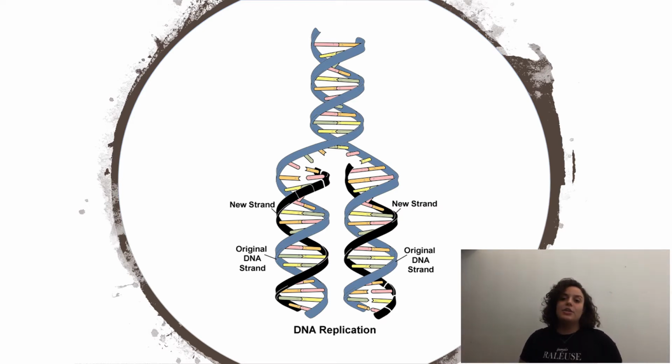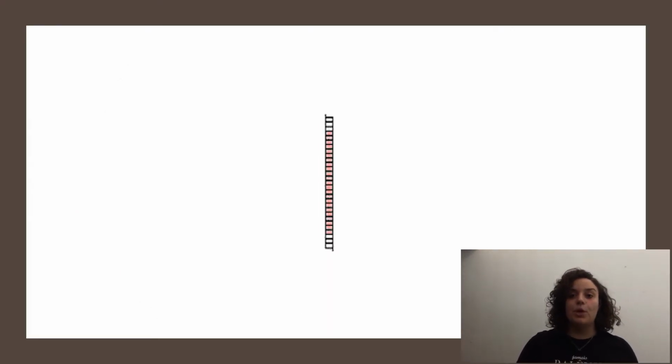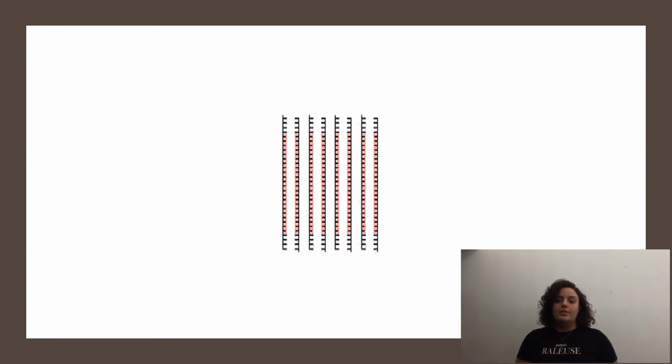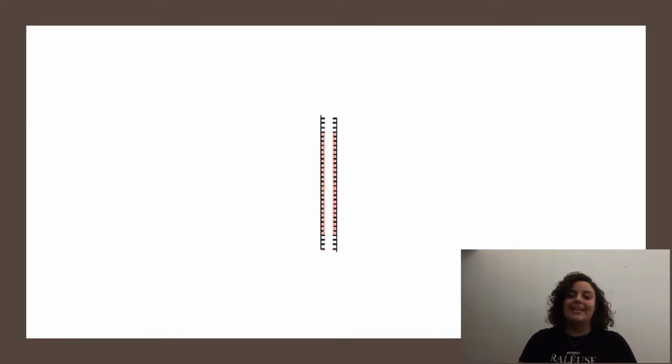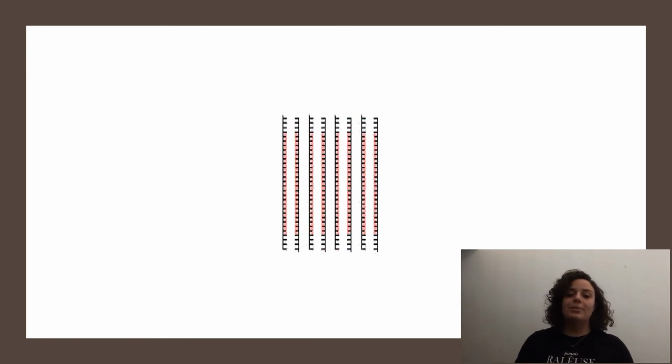These 4 single strands of DNA will then pair up to form 2 double-stranded DNA molecules. Overall, the result of DNA replication would be that one double strand of DNA will be doubled into 2 double-stranded DNA molecules.